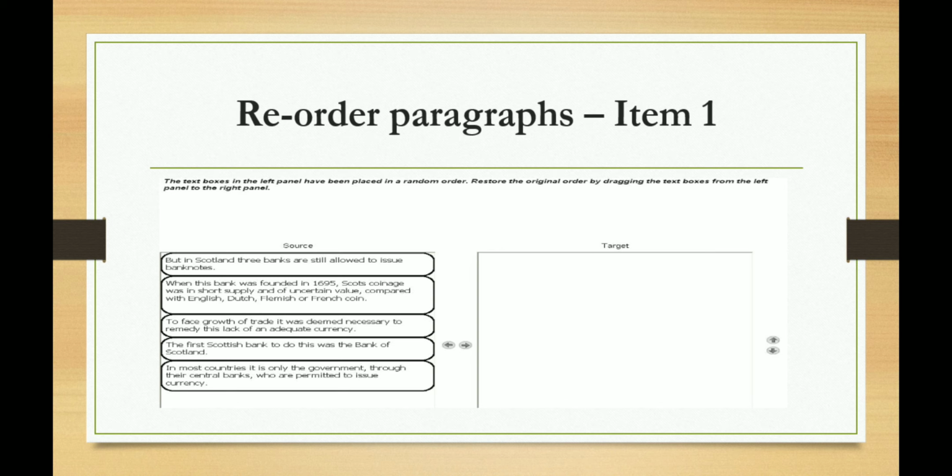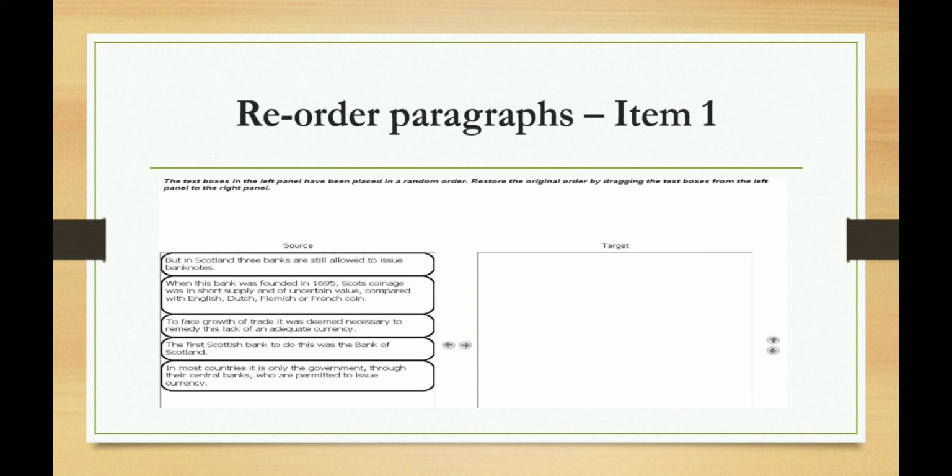Alright, so here you have two panels, left and right. You have to use these two buttons, right arrow and left arrow, and on the right side panel you have an up arrow and a down arrow. You can change the sequence later if you want.